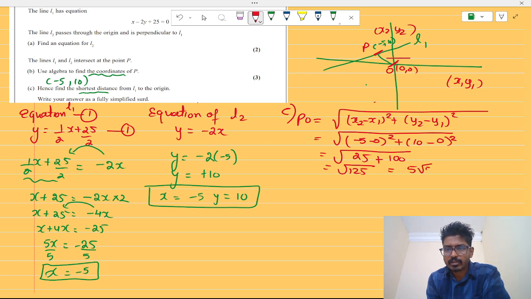Which will be 5 root 5. So this will be our answer for part C, which is 5 root 5. This will be y equal to 2x. So this is our answer for part A, answer for part B, and answer for part C. I hope you have understood.